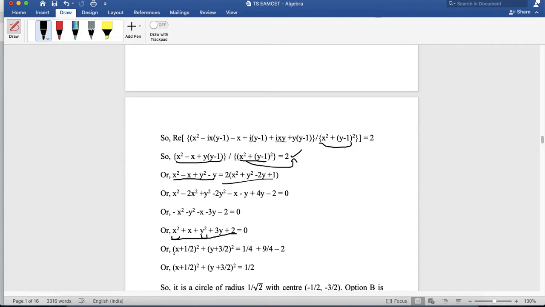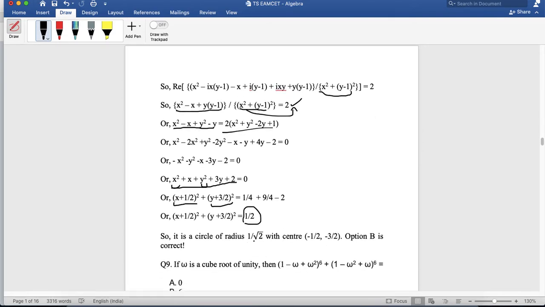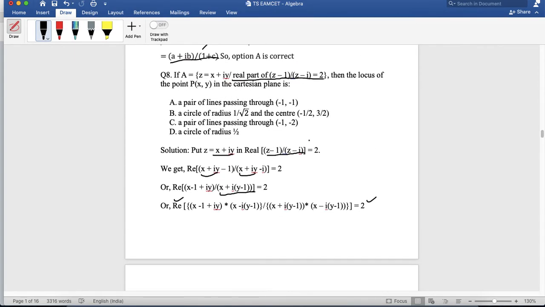Once we complete the squares, we are absolutely sure that it's a circle, and we have 1 by 2 over here, which is the square of 1 by root 2. So the radius is 1 by root 2, and the center is what? Negative of this and negative of this, which is minus 1 by 2 and minus 3 by 2. So option B is correct. Is it though? I think I made a mistake over here.